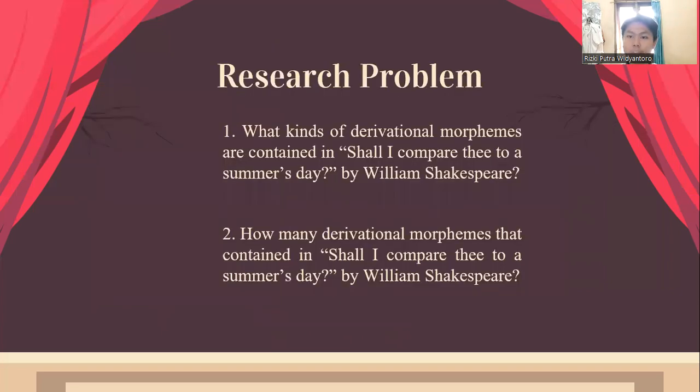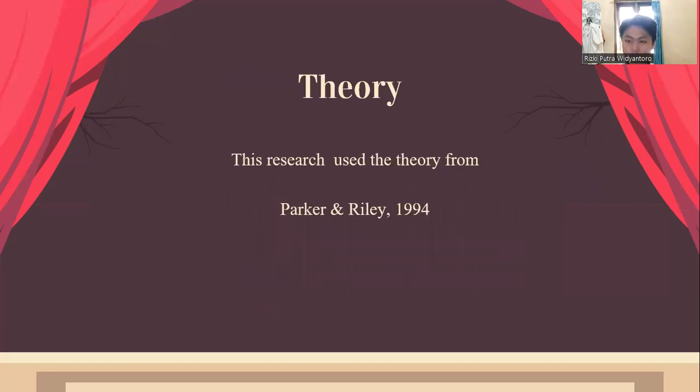Next is the research problem. The first is, what kinds of derivational morphemes are contained in Shall I Compare Thee to a Summer's Day by William Shakespeare? Second is, how many derivational morphemes are contained in Shall I Compare Thee to a Summer's Day by William Shakespeare? Next is theory. This research used the theory from Parker and Riley in 1994. Parker and Riley are writers of books.